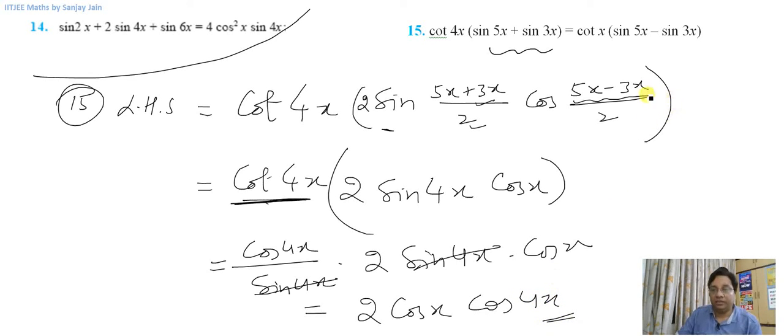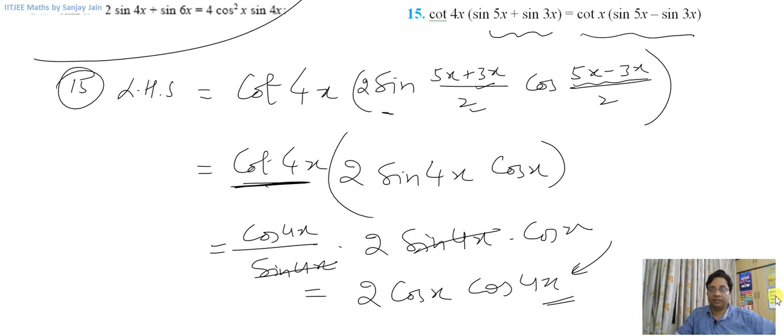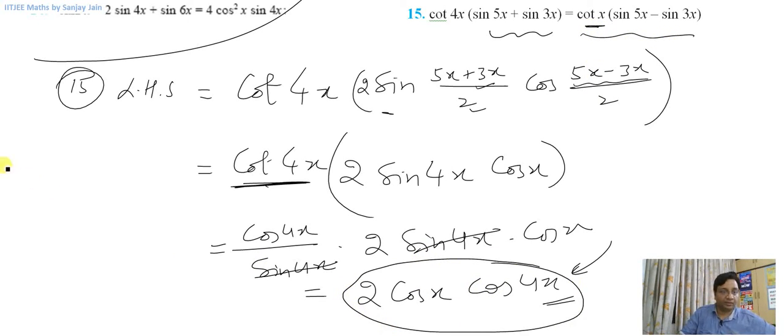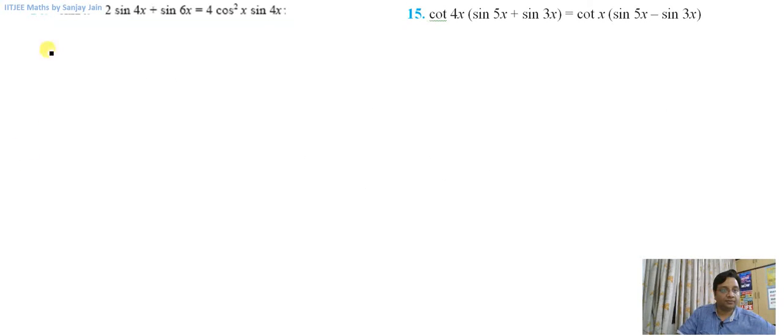Let us look at the right hand side, if we can bring it in this form. Otherwise we will further simplify the left hand side and see how we can equate these. So the right hand side is cot x times sine c minus sine d. Let me write this result first. This was 2 cos x cos 4x, right? This is 2 cos x cos 4x. This is my left hand side, right?